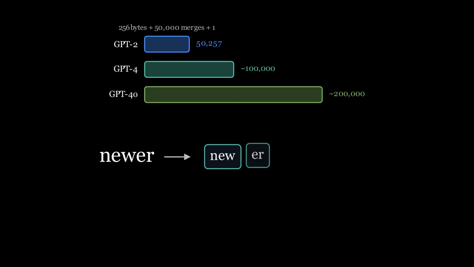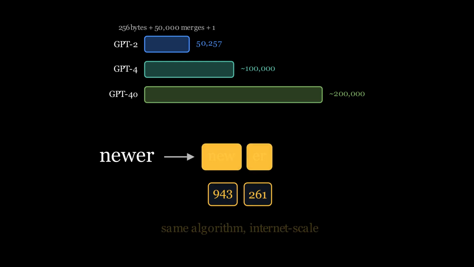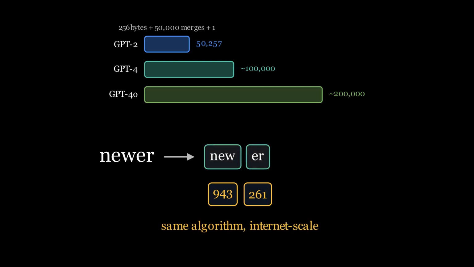And to prove this isn't a toy, ask GPT-4's real tokenizer to split the word newer. It gives you new, then the exact frequent pair merges we just built by hand. The algorithm you watched on 5 Little Words is the one that ran on the entire internet.